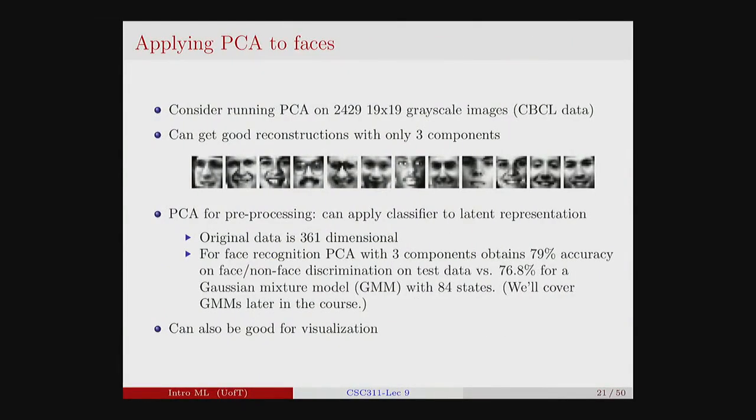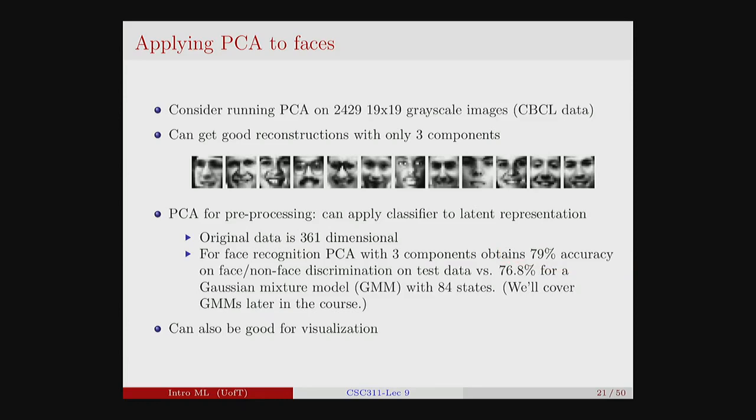Okay, so if you ran PCA on actual high-dimensional data, what would you find? If you ran it on a data set of faces of 19 by 19 grayscale images, it turns out with just 3 components, you can get pretty good reconstruction of what a face looks like. So if you had your original data, which is 361 dimensional, which is 19 times 19, for face recognition, PCA with 3 components, so you take your data, you run PCA on it, and you map from 361 dimensions to 3 dimensions, and you train a classifier on that n by 3 dimensional matrix, then that already gives you 79% accuracy.